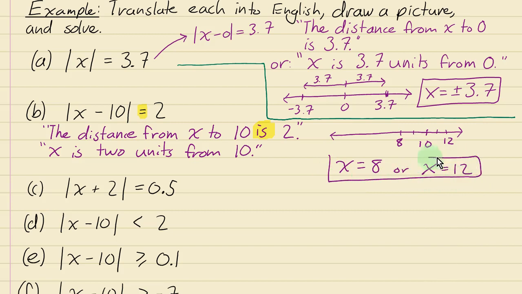And of course, it is always a good idea to plug these into the equation. If you plug in x equals 8, you'll get the absolute value of negative 2 is equal to 2, and that works. And also, if you plug in 12, you'll get 12 minus 10 is 2, and the absolute value of 2 is 2. So that one works too.